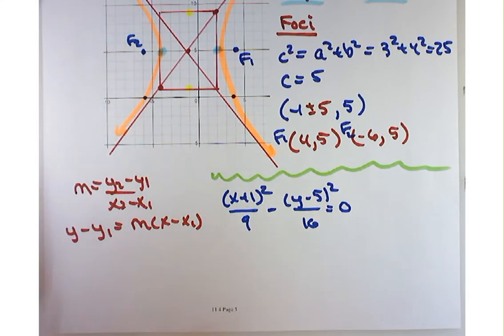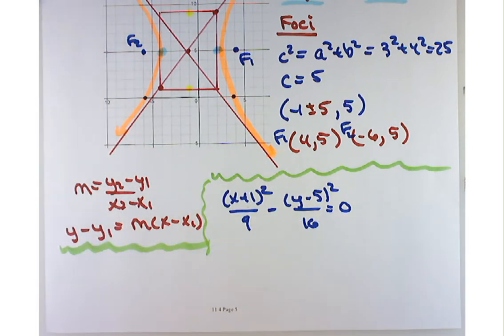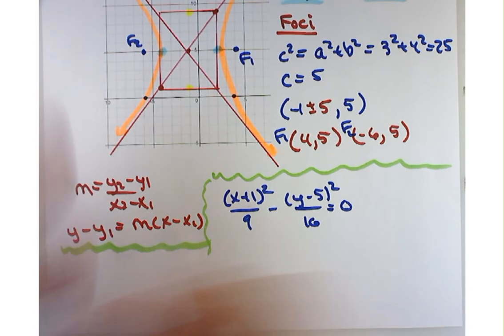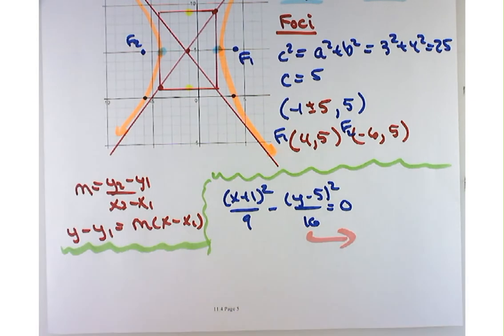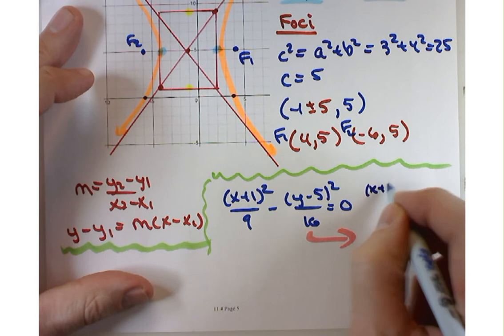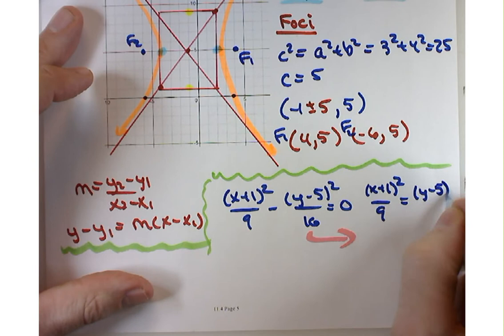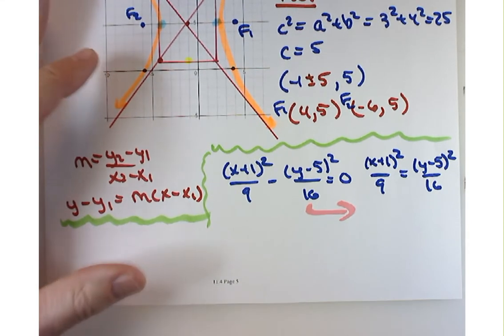And let's just work towards finding that equation, finding what y equals. So the first thing I'll do is move this to the other side. I'm just going to take that whole term to the other side. And what does that give me? That gives me (x plus 1) squared over 9 equals (y minus 5) squared over 16.